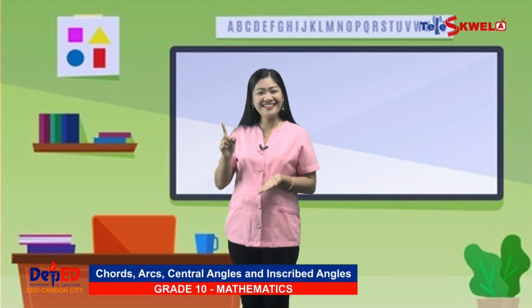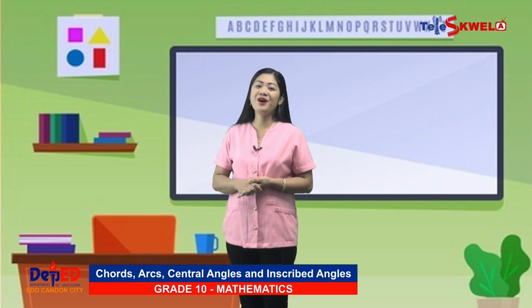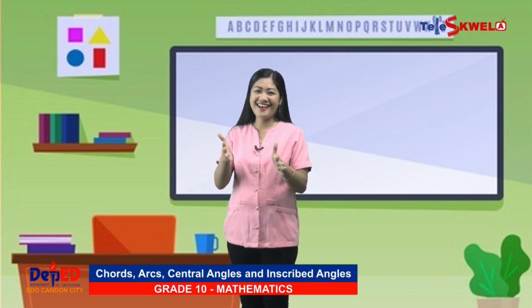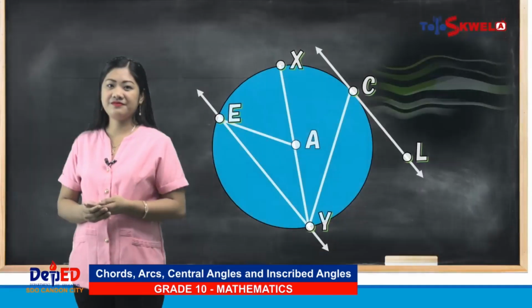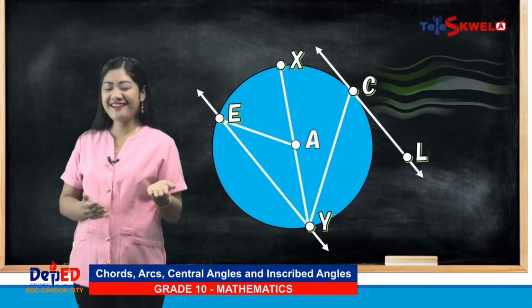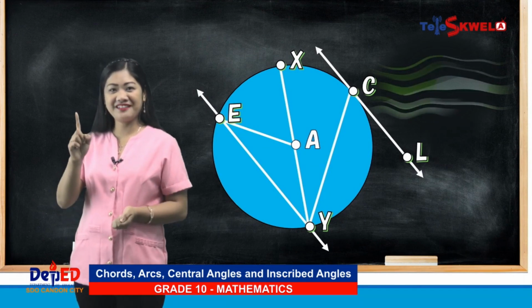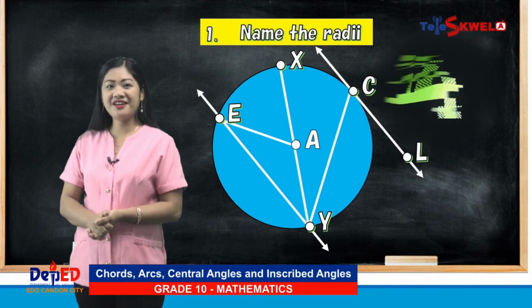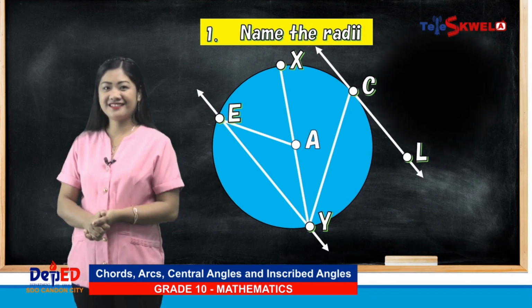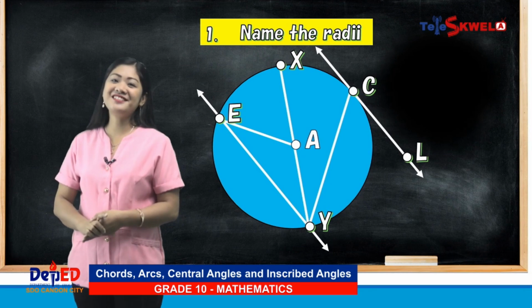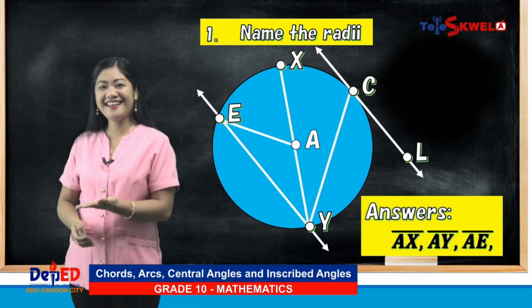Now, let us try this exercise. Bring out a piece of paper and a ball pen. Ready? Let us now start. Give what is being asked. Refer to circle A. Number 1. Name the radii of circle A. The answers are segments AX, AE, and AY.